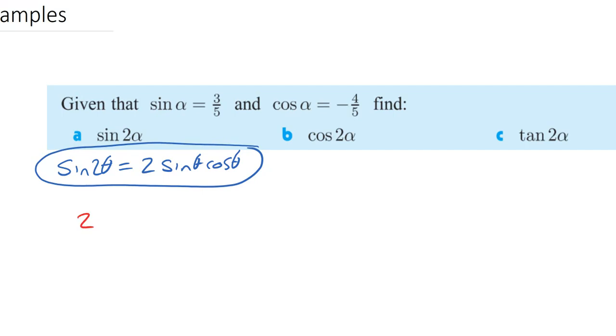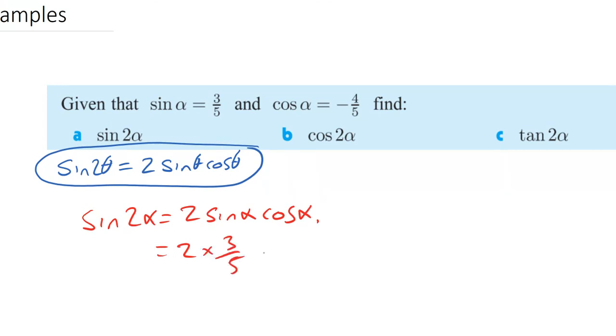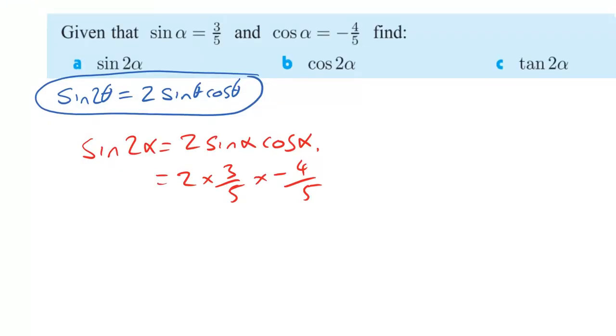So sine of 2 alpha is going to be 2 sine alpha cosine alpha. So we're going to make those swaps. Sine alpha is given to us, it's 3/5. Cosine alpha is given to us, it's -4/5. So sine of 2 alpha, well, 2 times 3 is 6, times -4 is -24. 5 times 5 is 25. Sine of 2 alpha is -24/25.